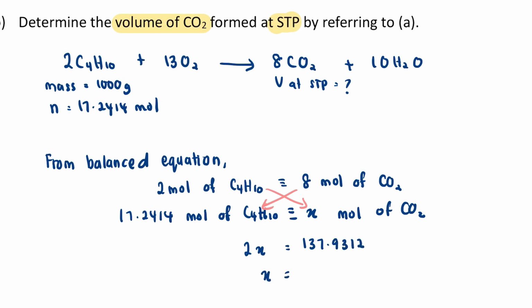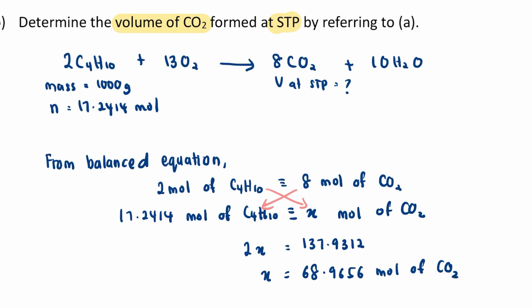So we need to divide with 2. Then kita dapat 68.9656 mole of CO2. So maksudnya dekat sini, kalau kita ada 17.2414 mole of C4H10, kita akan hasilkan 68.9656 mole of carbon dioxide.